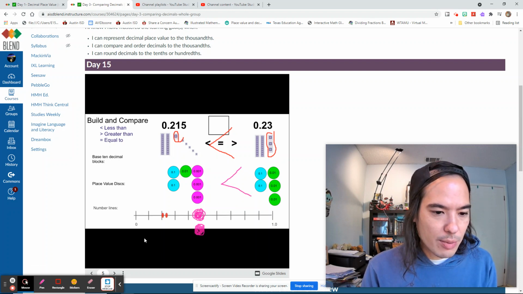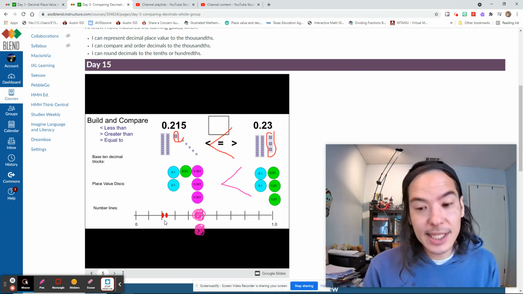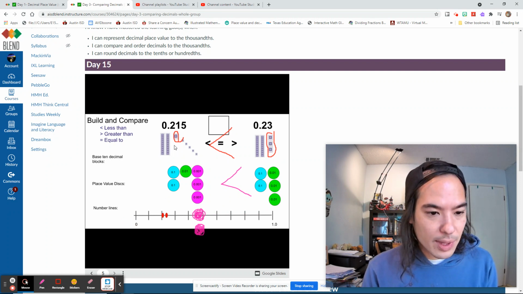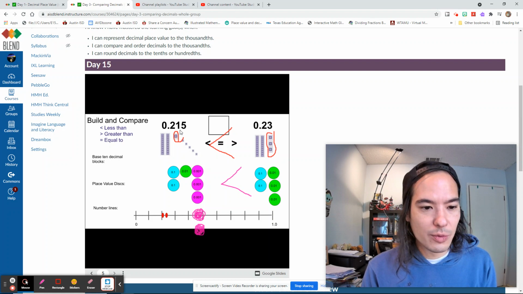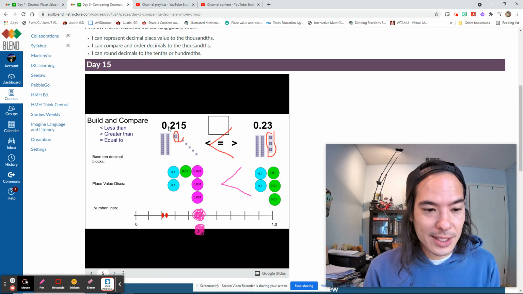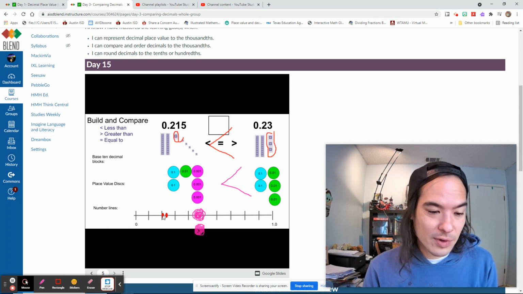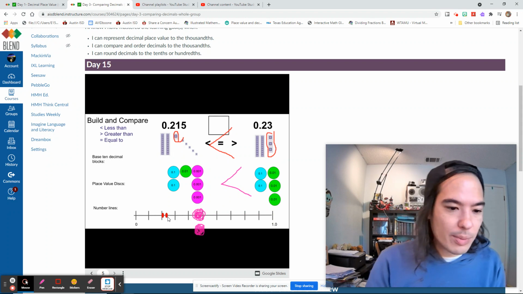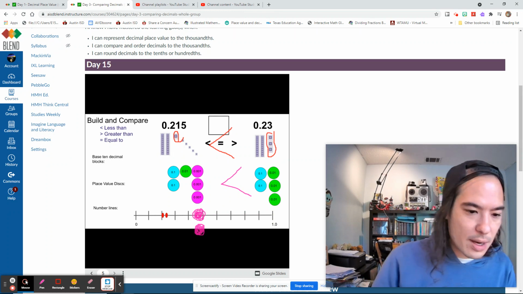All right, next one, number line. So as you can see, these two are exceptionally close on the number line because they are not that far off. 1 hundredth and 3 hundredths are not that far off. That's like saying 21 cents and 23 cents. It's only 2 pennies different, right? And that's why these two numbers are showing up so close on the number line.